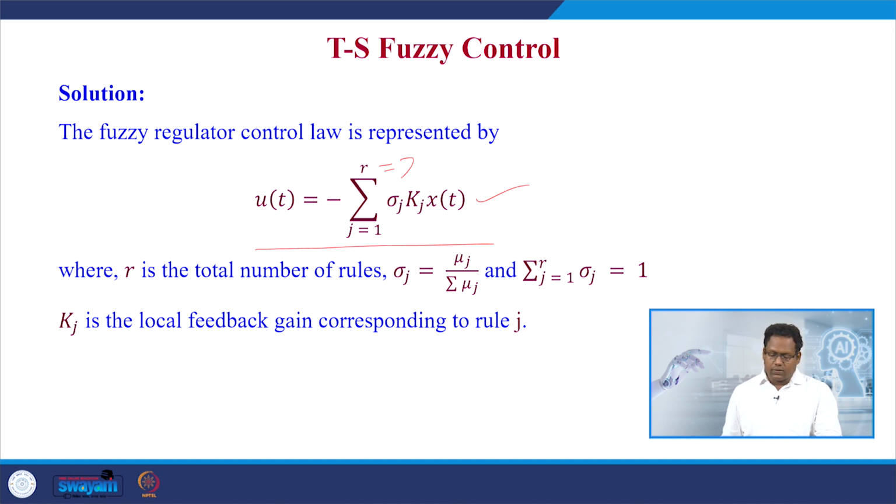And it is considered that there are two state variables associated with this single link manipulator, x1 and x2, theta 1 and theta 1 dot, precisely joint angle and joint angular velocity. Here in this problem we have considered x2, that is the angular velocity theta dot, to be 0 throughout the case.